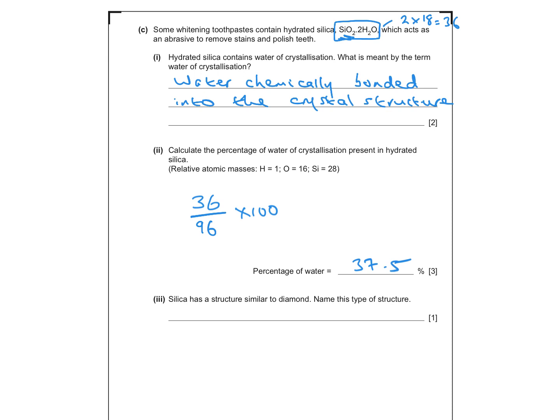Now silica, and for part 3, has a structure similar to diamond. What is this? Well, diamond is giant covalent. So silica will have a giant covalent structure.